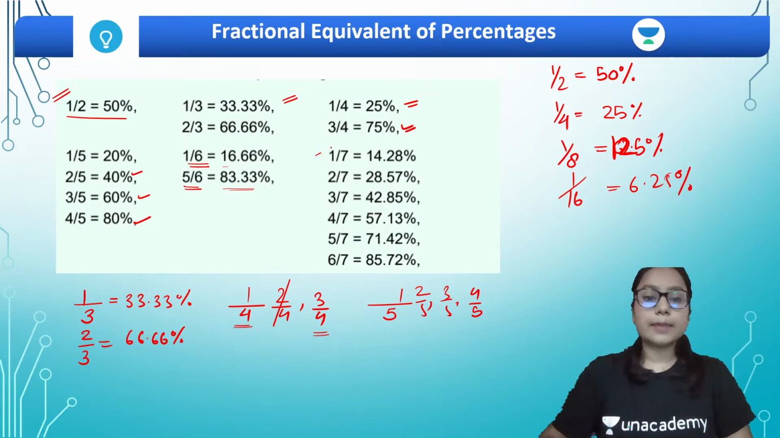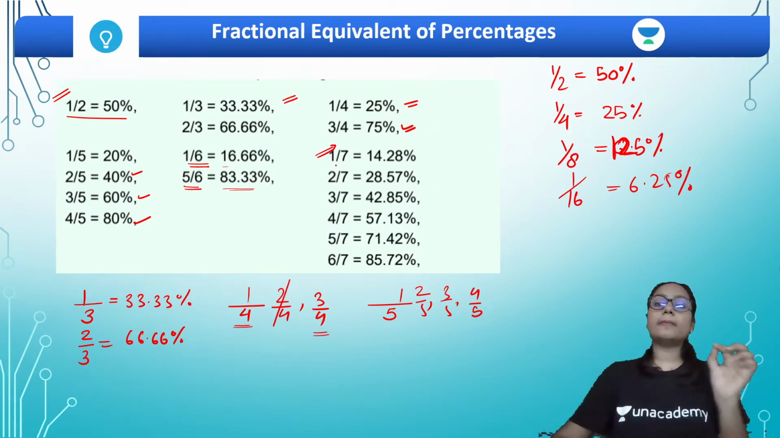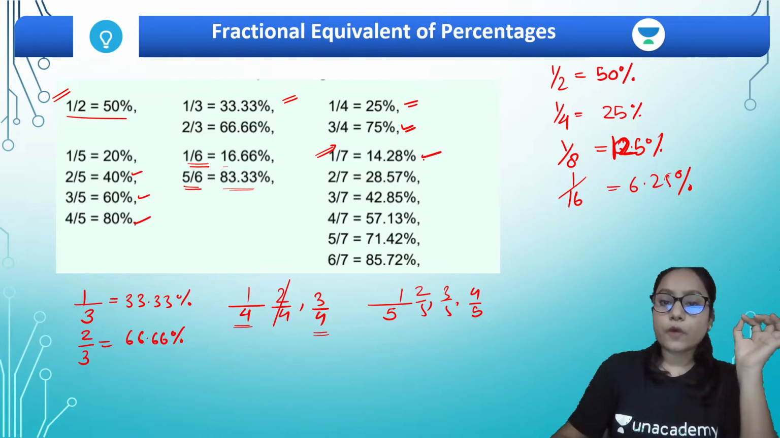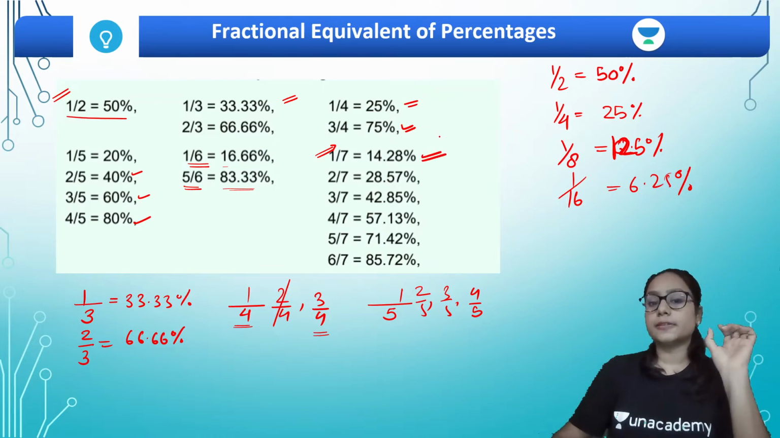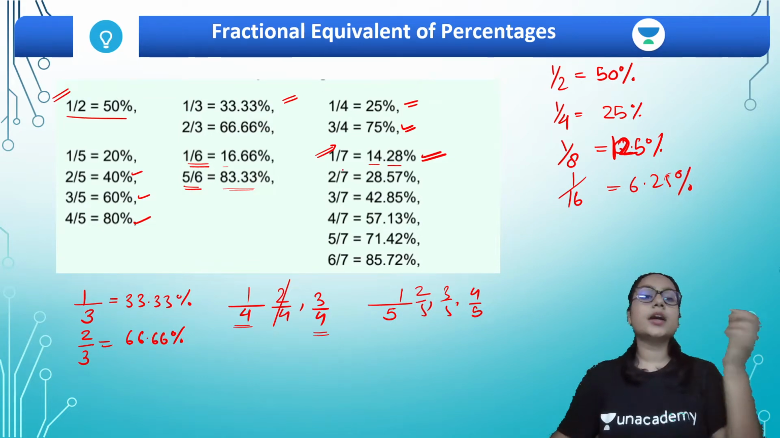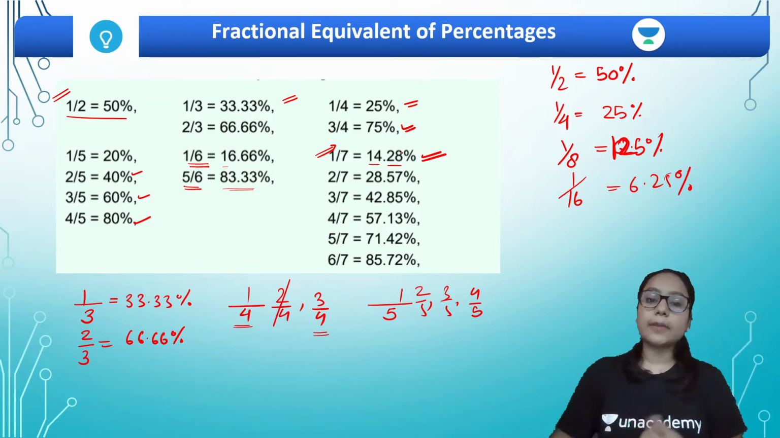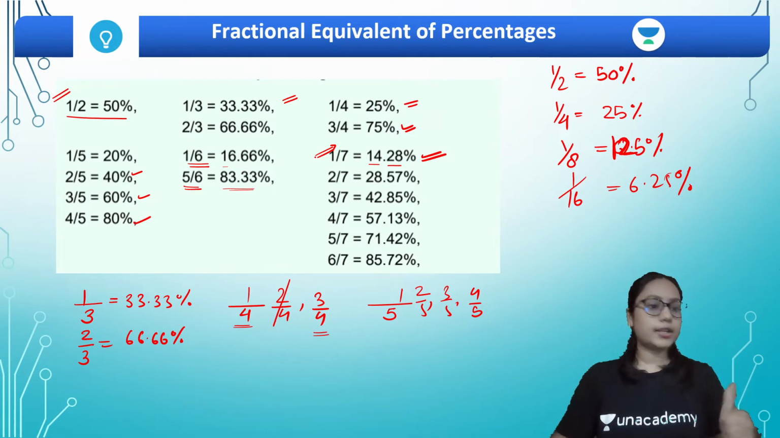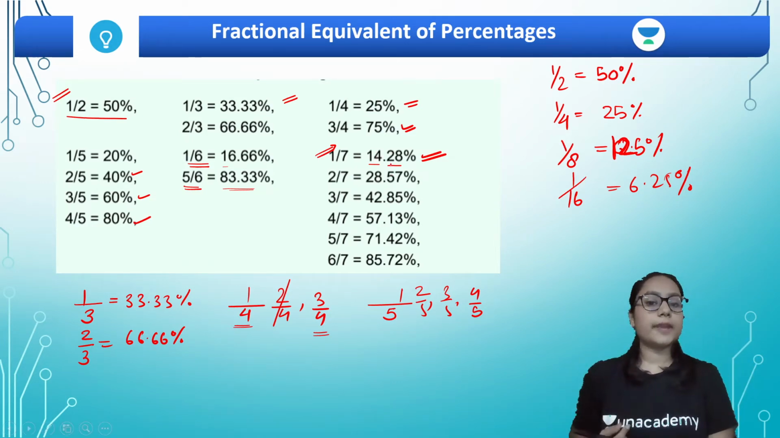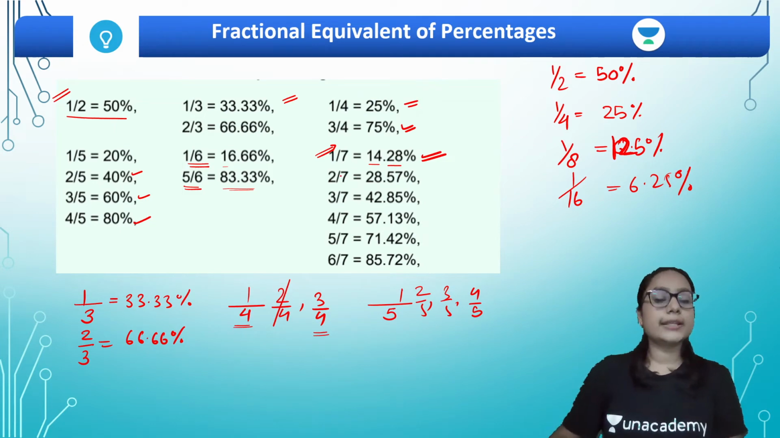Now this one is important and a different one: 1 by 7. For 1 by 7 you just need to learn that it is 14.28%. You can remember these numbers, 14 and 28, because these are multiples of 7. 7 into 2 is 14, 7 into 4 is 28. So this is 14.28.